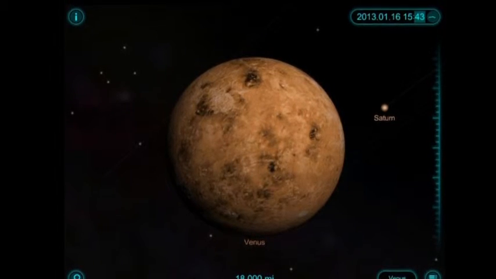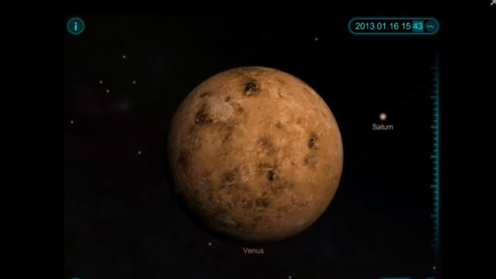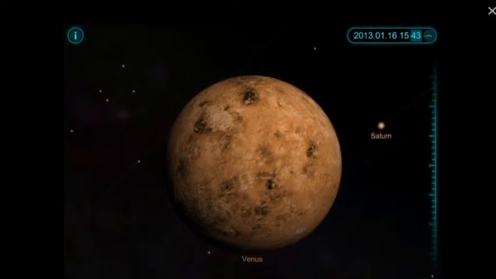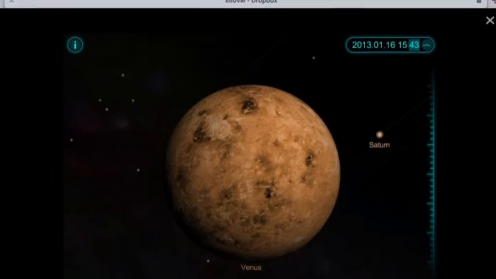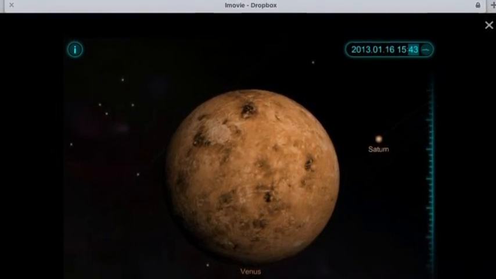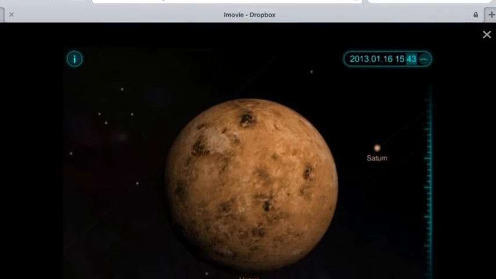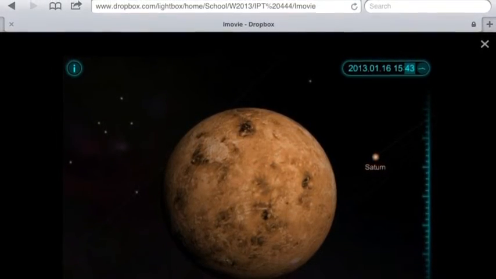This is the Solar Walk app. It was very engaging for students because they could explore and manipulate different objects in space, and they could see firsthand what was going on. And it was also very effective because they could see things that they wouldn't be able to normally do inside the classroom.